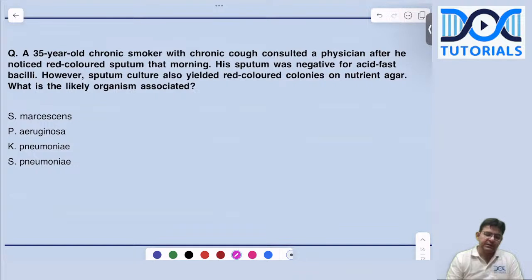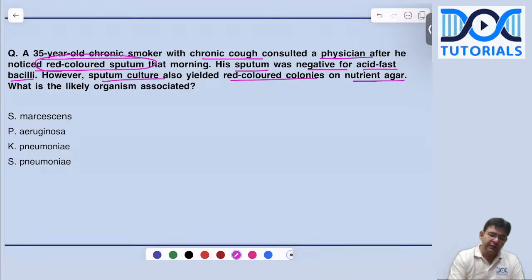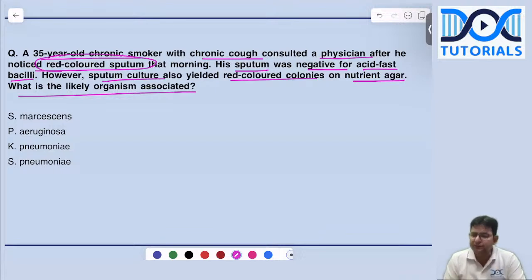Now, coming to this: a 35-year-old chronic smoker with chronic cough consulted a physician after he noticed a red colored sputum. Scary situation. His sputum was negative for acid fast bacilli. Sputum culture yielded red colored colonies on nutrient agar. What is the likely organism? Is it Pseudomonas? Is it Klebsiella? Is it Strepto? Or is it Serratia marcescens? What is your answer? I'm waiting. Tell me your answer.